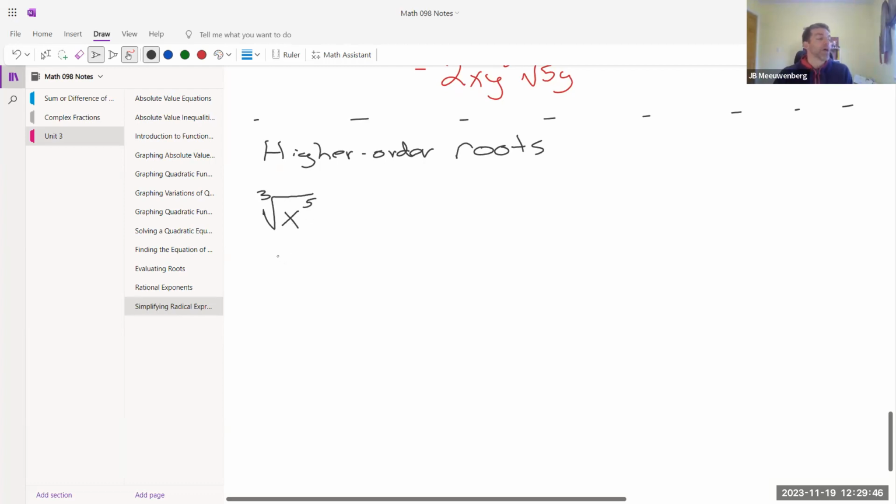Now, let's think through this. We need to break our x to the fifth up into some multiplication problem. Let's put all the options out here. x to the fourth times x to the first, x to the third times x to the second. Those are the things that could make x to the fifth. But we're not looking for square roots anymore. We're looking for cube roots.